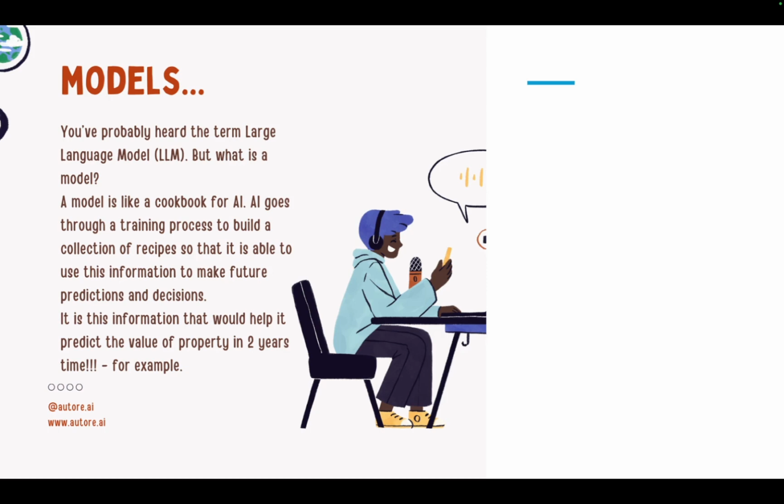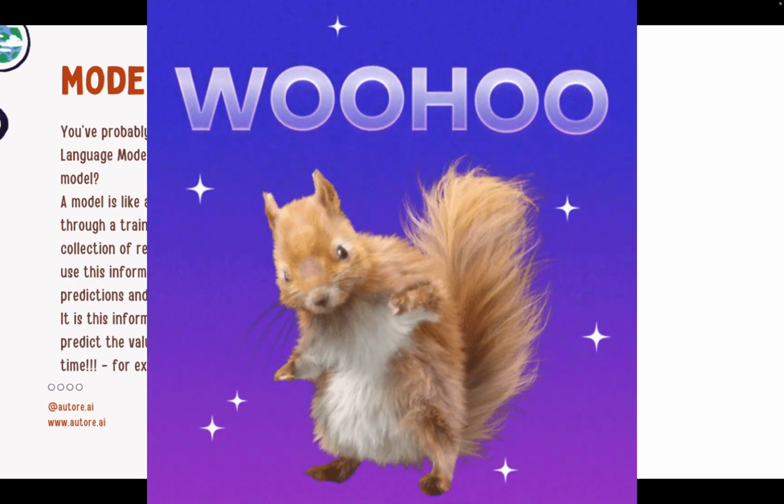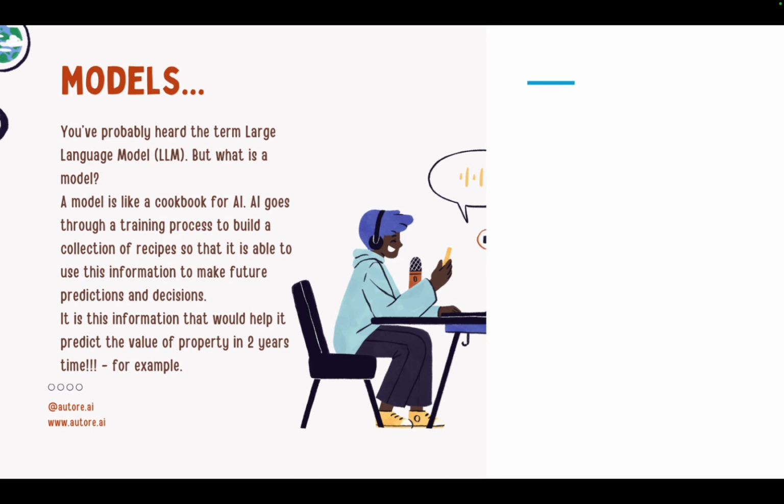You've probably heard the term large language model. The model, in a sense, is like a cookbook for AI. So AI does the training, as I've said, by trial and error. And as it's training, it keeps a collection of those recipes so that in the future it's able to use that information to make predictions and decisions. So this information is what helps any AI system to make a prediction of, for instance, in real estate, what the value of a property would be in 2 years. It's doing that based on 50 odd years of previous information that it's been fed and it's learned from. And that's the same with any model.